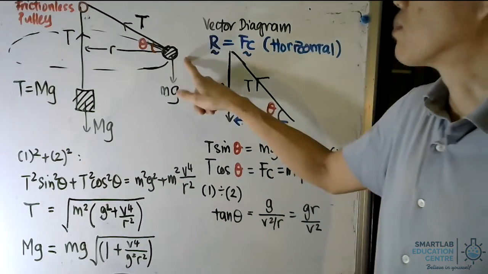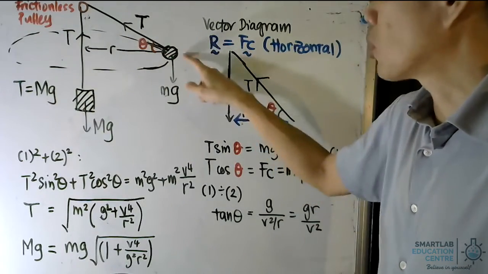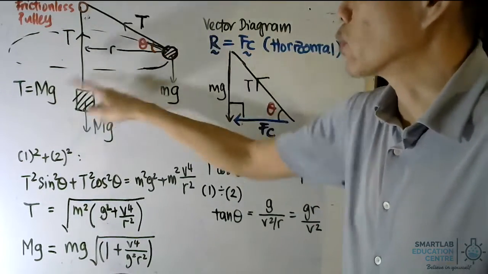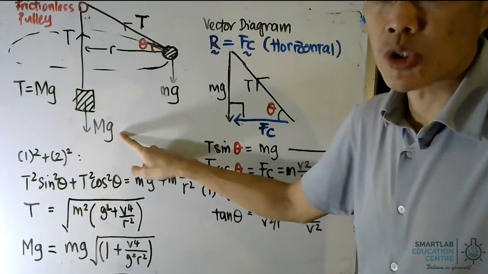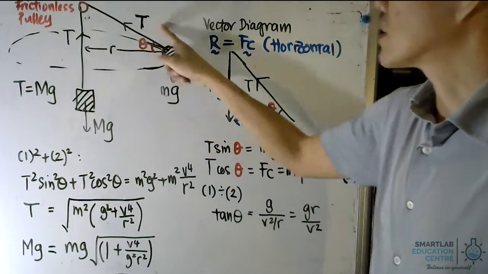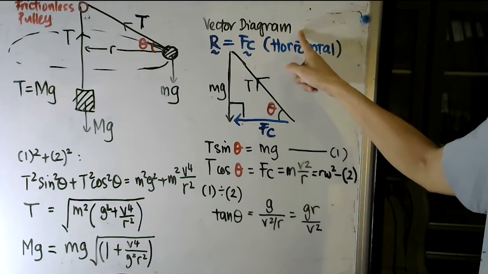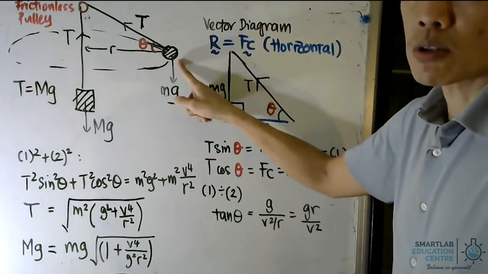Let's now take a look at the ball that undergoes horizontal circular motion. This ball, weight mg, is connected to a weight, capital letter Mg. This weight here provides the tension in the spring that pulls the ball. So let's take a look at the vector diagram on the ball.